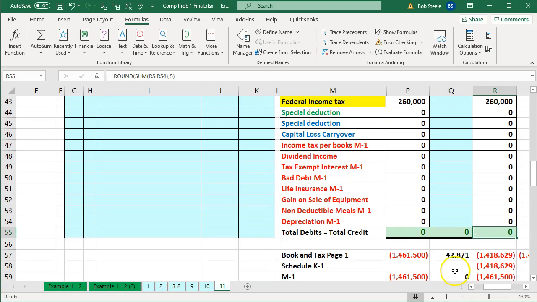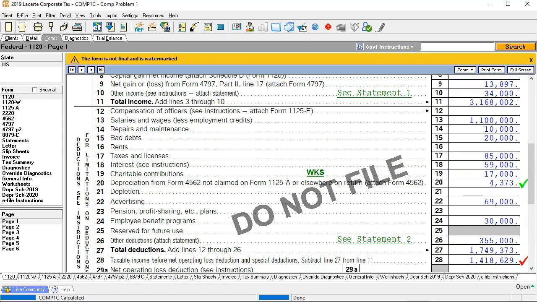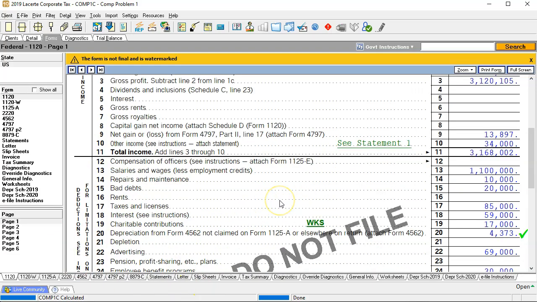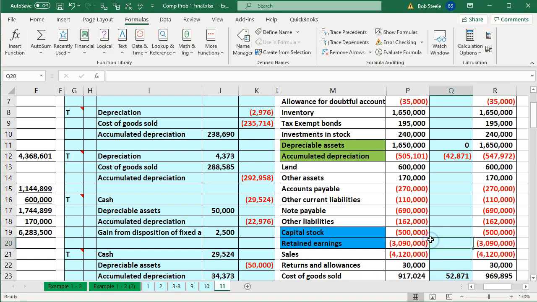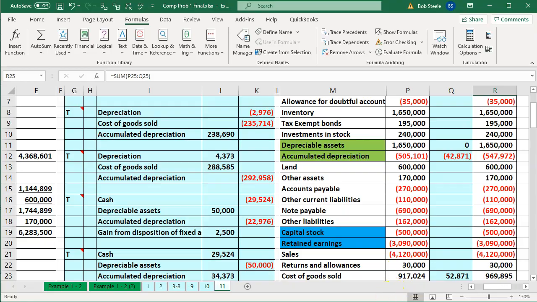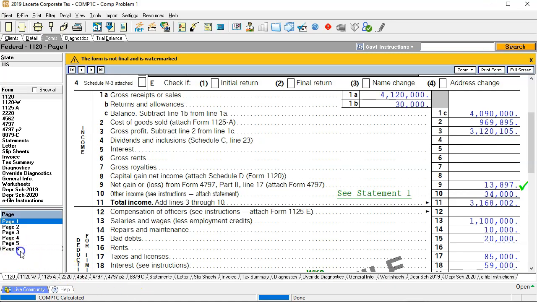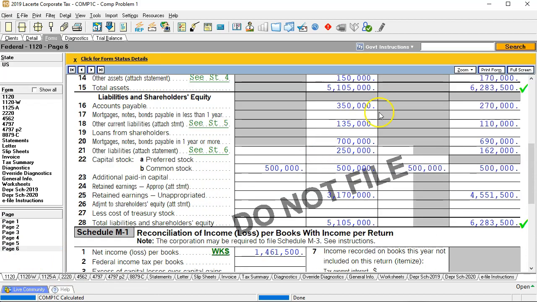So let's check our numbers then. If we go back to the tax return, page 1, we're now at that 13,897 for tax purposes for the gain. And that should tie out here to our 13,897. And then we're going to go to page 6. We're going to see if we're in balance. So we are in balance.